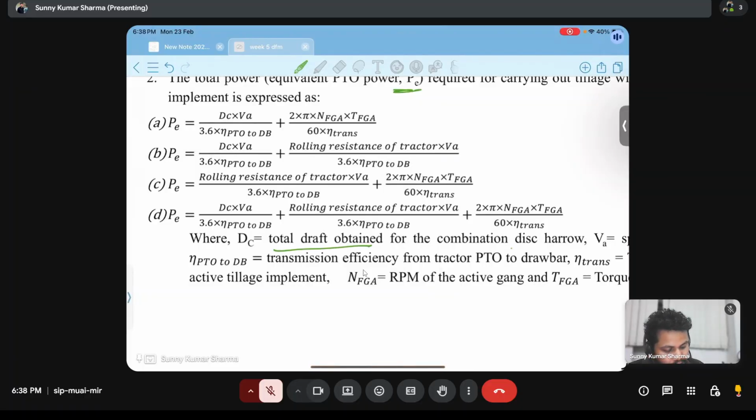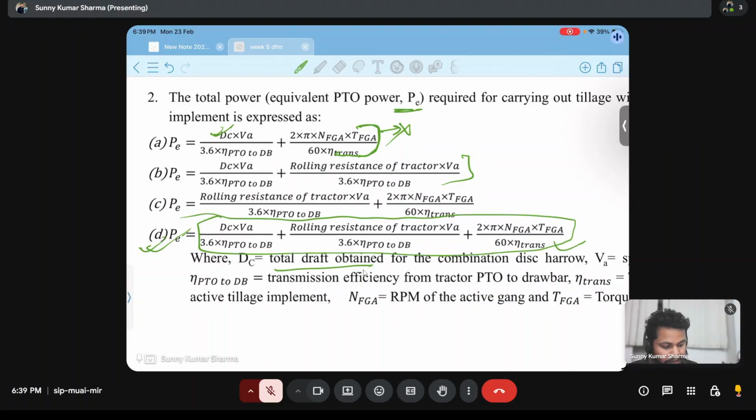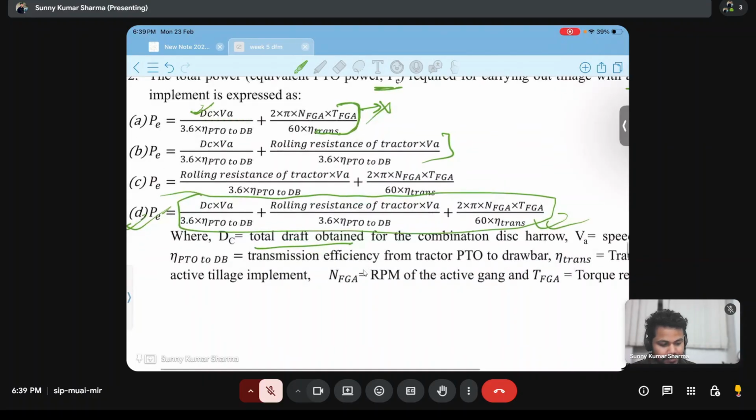So here DC is the total draft obtained by the combination disk harrow, and 2 pi nT is the power required for rotating the harrow. What is not considered here is the rolling resistance of the tractor, overcoming the motion resistance of tractor and implement. So this cannot be considered as equivalent power. Then the correct answer is D, sir. Yes, D will be the correct answer because here they have considered rolling resistance and all other parameters. Yes, D will be the correct answer.